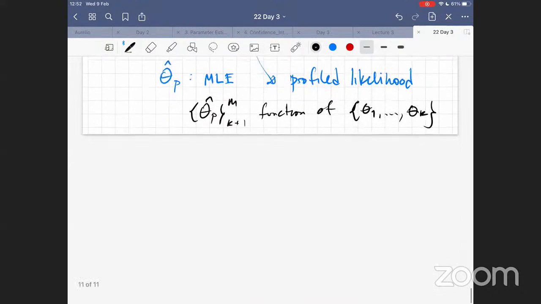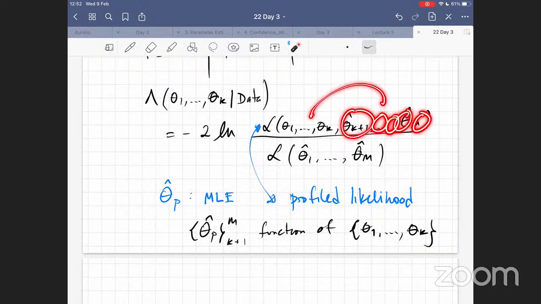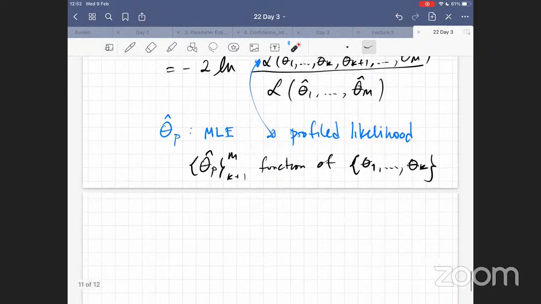So I haven't said yet how I am computing this numerator, but I'm just saying that at the end of the day, this is a reduced function where you only have these parameters of interest, because these other nuisance parameters are a function of these parameters of interest. Okay.